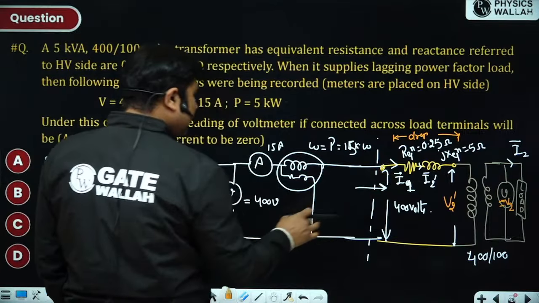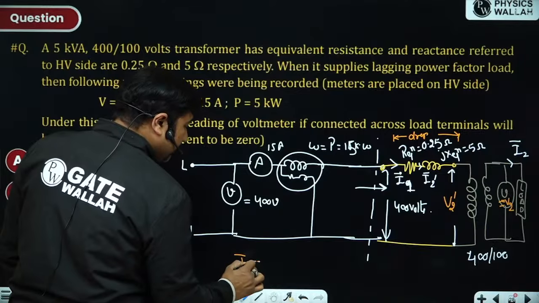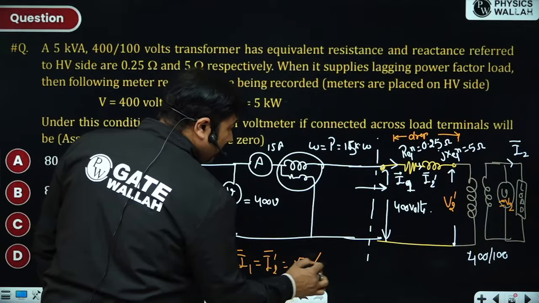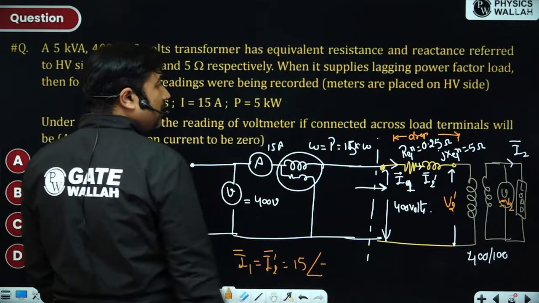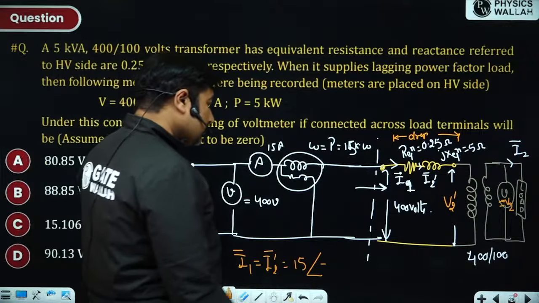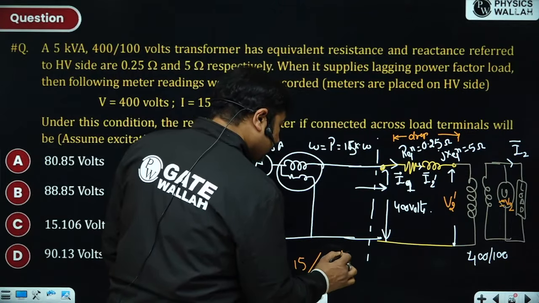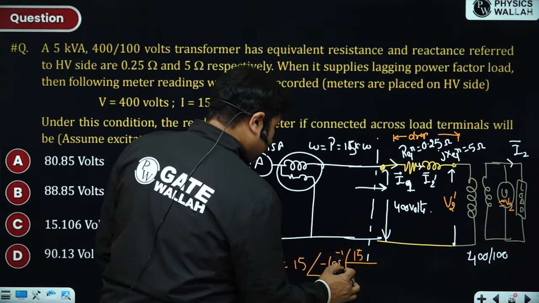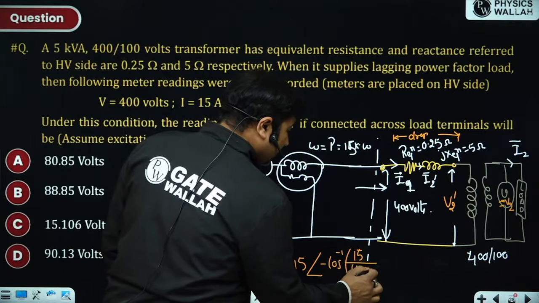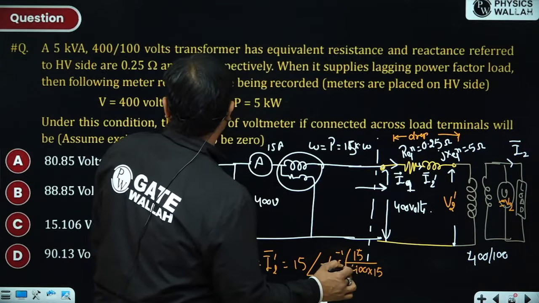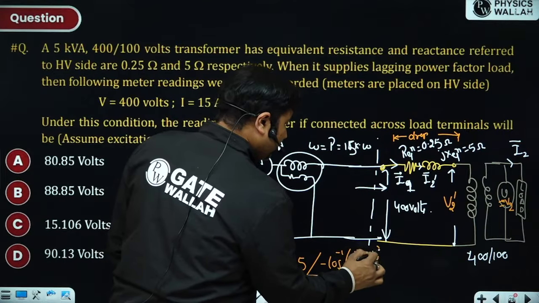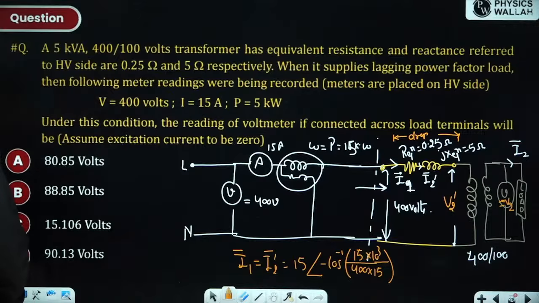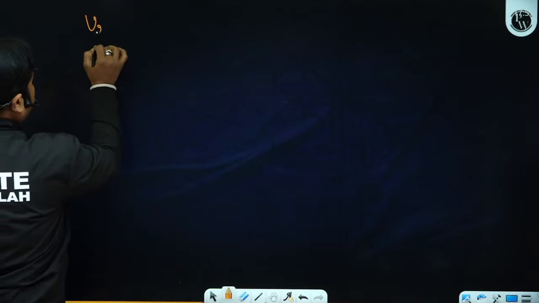So what would be the current? Current is 15 ampere. What is I1 or I2 dash? That is 15 ampere. And what is the power factor? The input power is 15 kilowatt. Power is VI cos phi, so cos phi will become P input upon VI, with the ammeter reading 15 ampere. So we know I1 or I2 dash, and if you know I1 or I2 dash, you can calculate V2 dash.